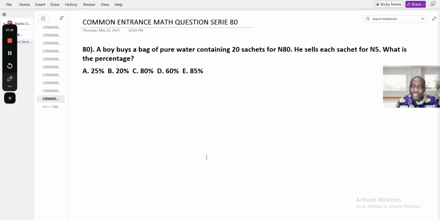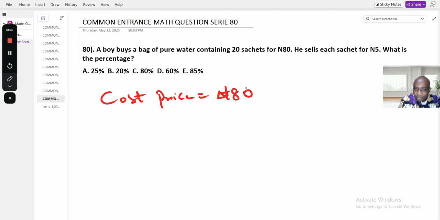Now, the cost for the whole 20 sachets of water is 80. It means that our cost price is what? 80 naira. Now let's look for the total sales. What is the selling price now? He sells each sachet for 5 naira. For each of the 20 sachets, one sachet is 5 naira. Let's calculate our selling price for everything.